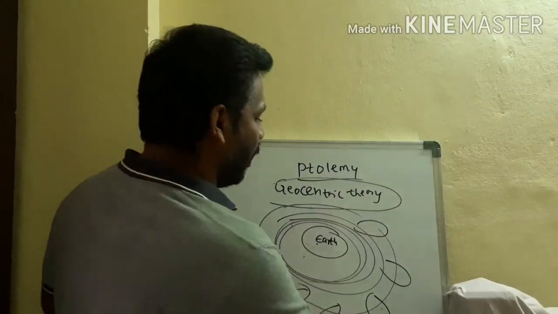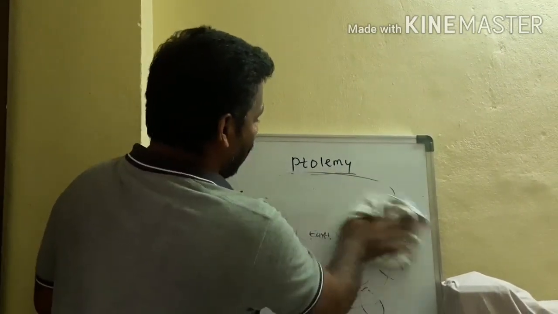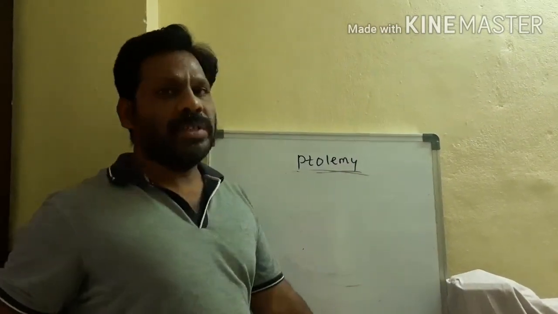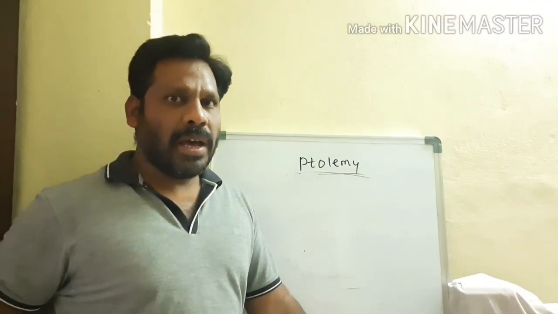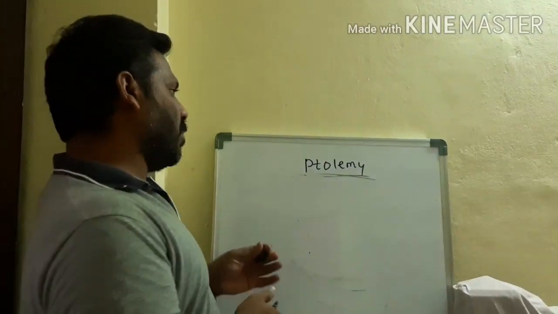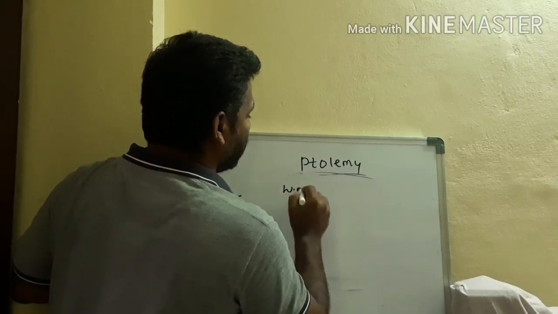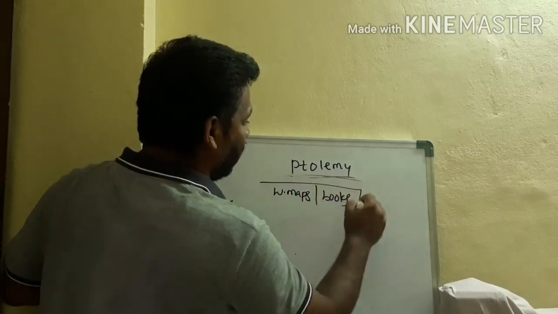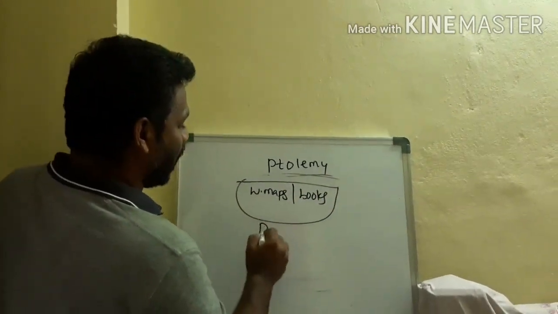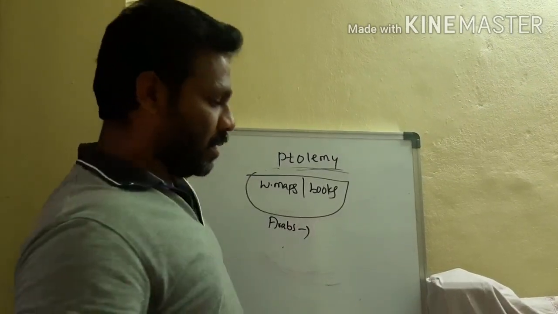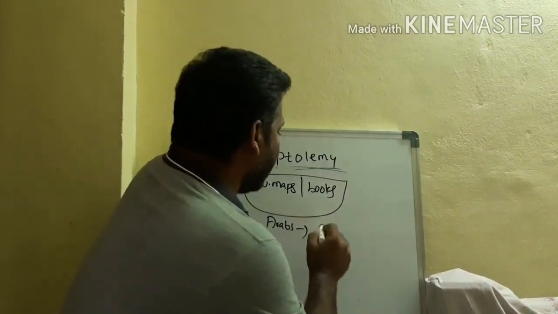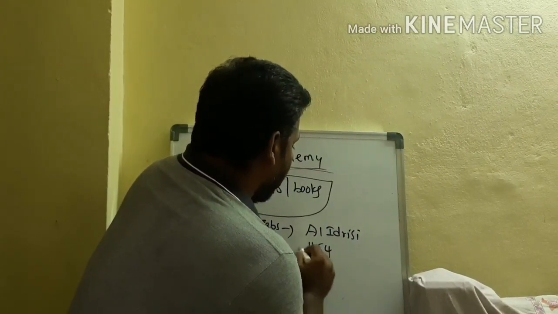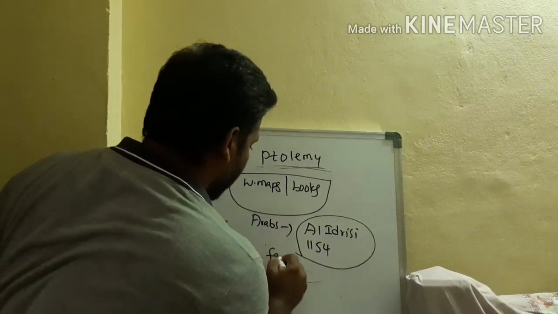He also prepared the earlier maps. He wrote so many books that his books became a major reference for the Arab people. Ptolemy prepared some early maps, like world maps, and many people took his books as references, like the Arabs. Among the Arabs, one famous person was Al-Idrisi. In 1154, he prepared a map for his king.